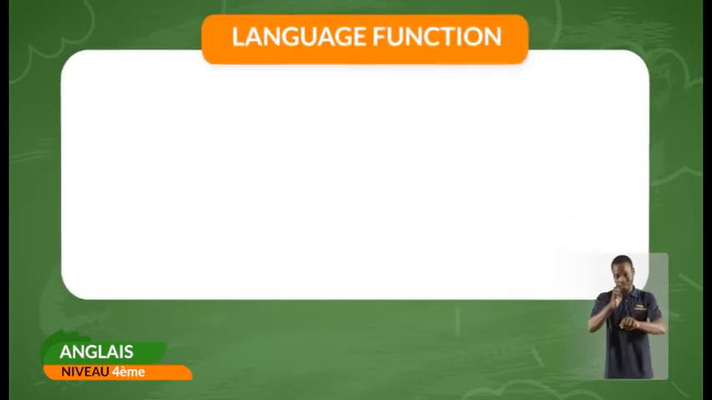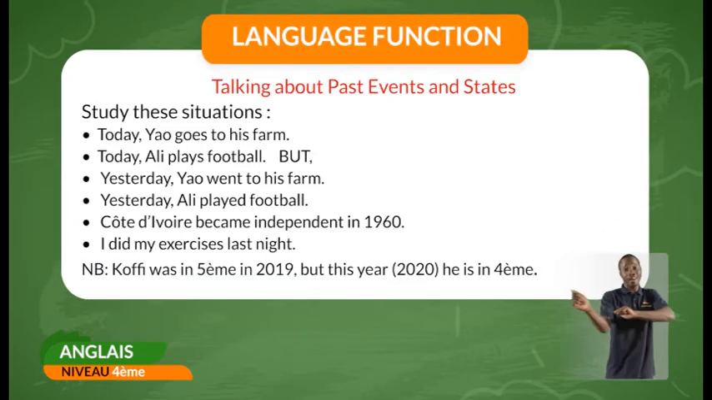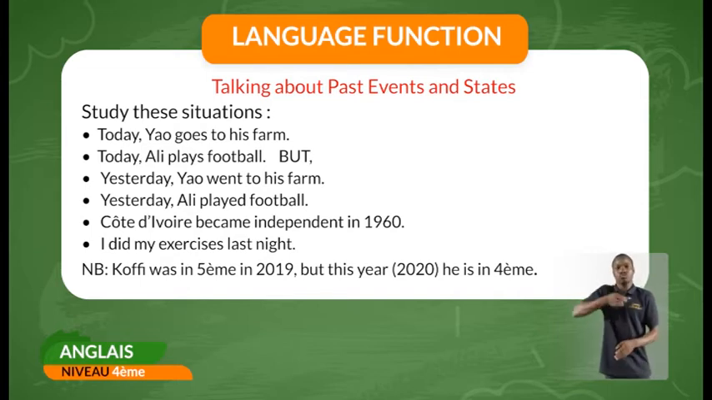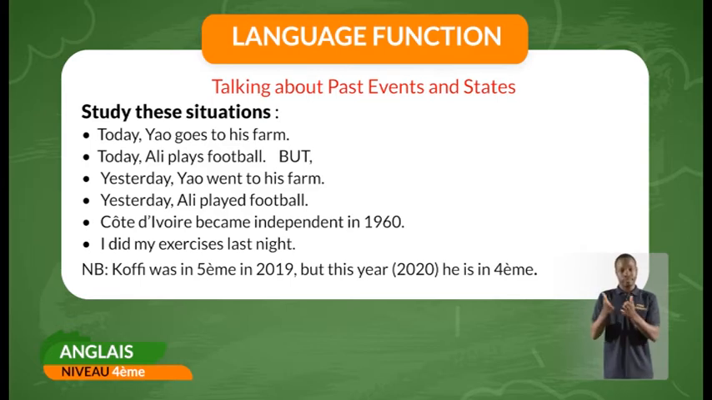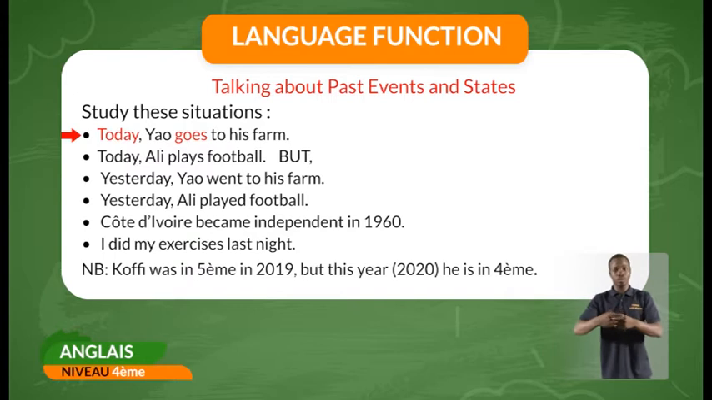Now let's have a look at the second activity in this lesson. This is our language function. In this language function, we're going to learn how to talk about past events and states using, of course, the simple past. Good. Now let's study these situations. Today, Yao goes to his farm. Today is Thursday, so that's the present. Fine. Today, Ali plays football.